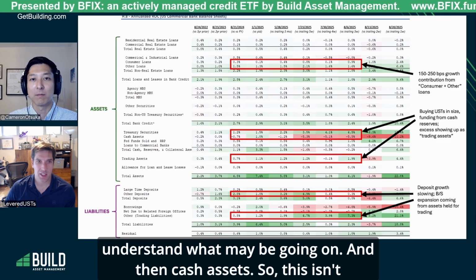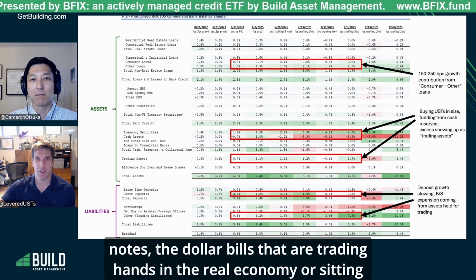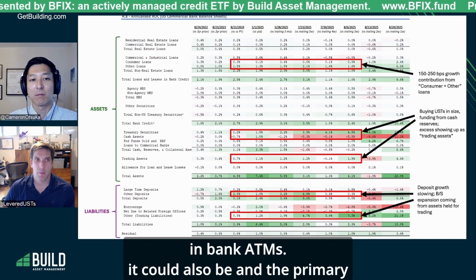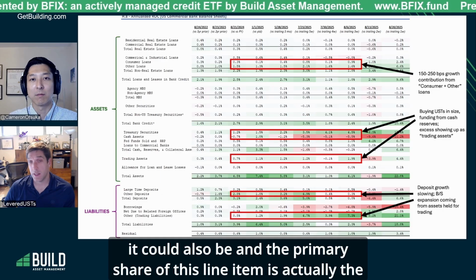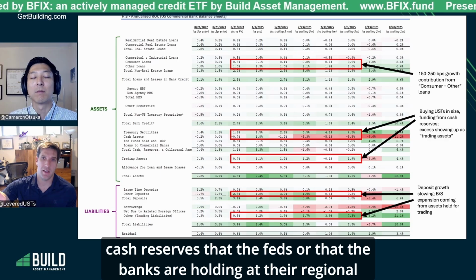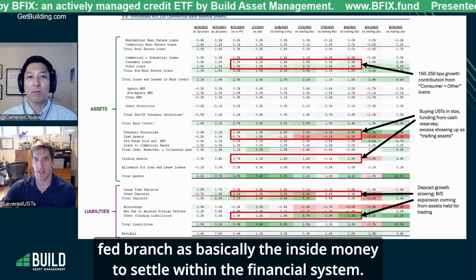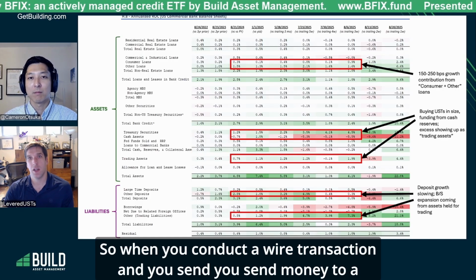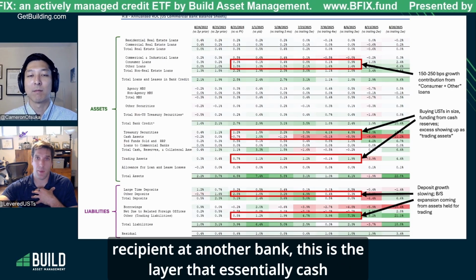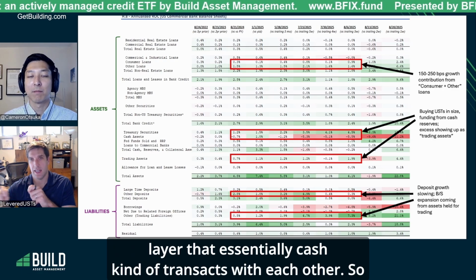And then cash assets. This isn't necessarily just the Federal Reserve notes, the dollar bills trading hands in the real economy or sitting in bank ATMs. The primary share of this line item is actually the cash reserves that the banks are holding at their regional Fed branch as basically the inside money to settle within the financial system. So when you conduct a wire transaction and send money to a recipient at another bank, this is the layer where cash essentially transacts with each other.